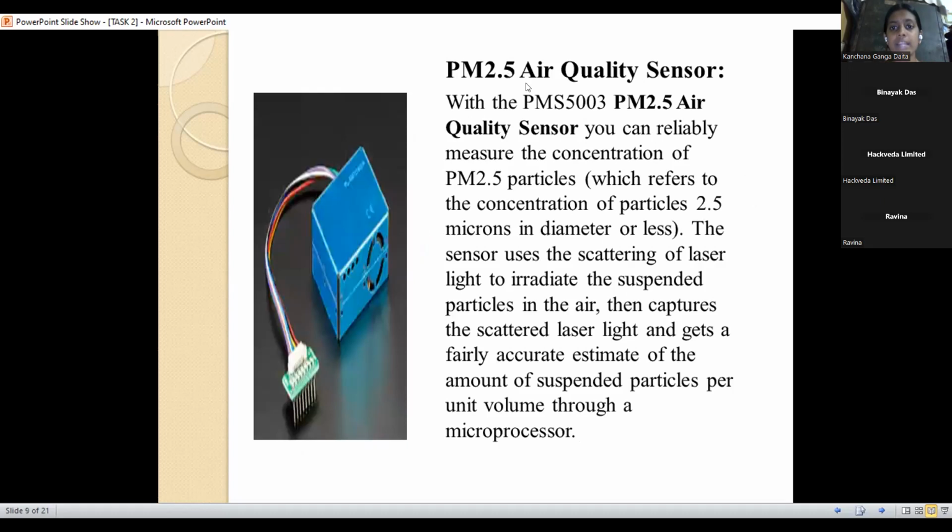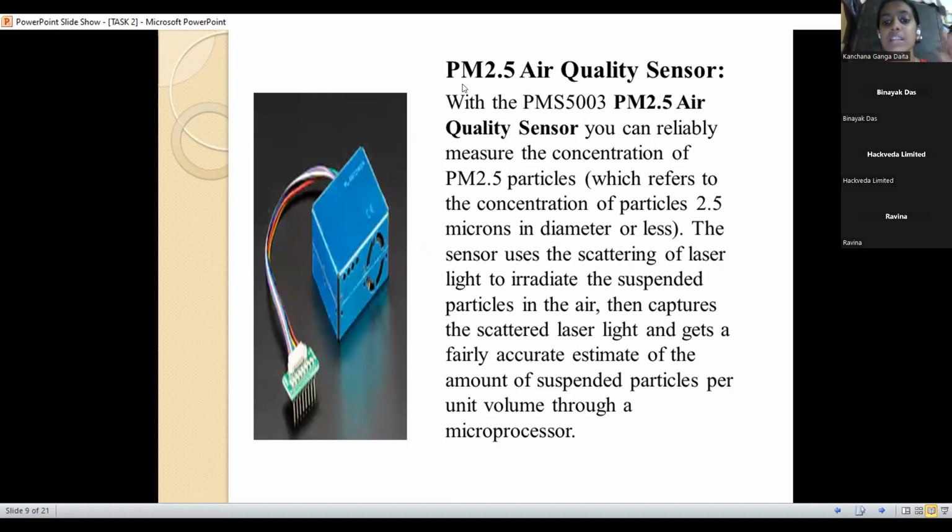Next is the air quality sensor. This is the PMS 5003 air quality sensor. As I said, we have a lot of particles and contaminants inside the air. So we need to measure all of them, irrespective of the particles present in the air. We need to take care of our equipment, and also our personal health. So to measure all of them, this kind of sensor is required.